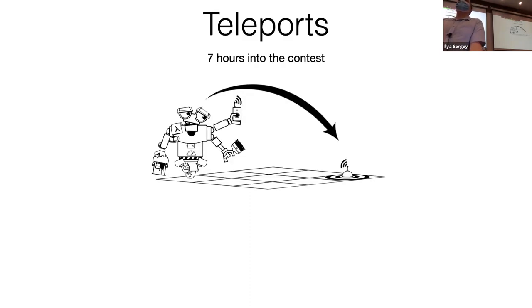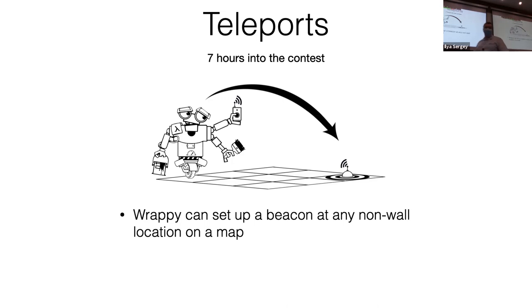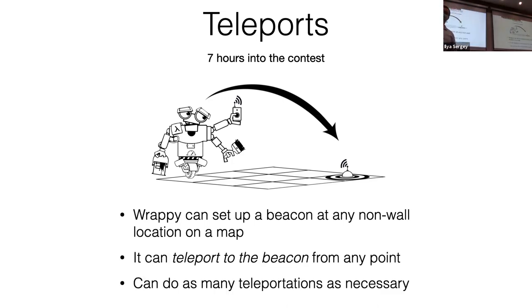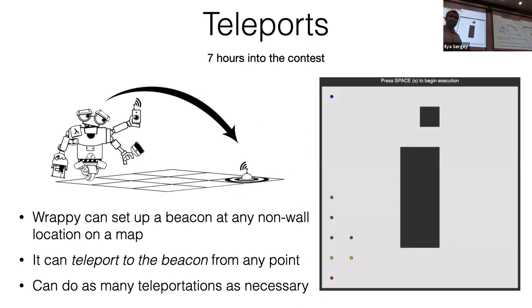But if I just give one problem, that's not going to be interesting. The way these contests run, after 7 or 12 or 15 hours into the contest, we start releasing extensions. Now about the extensions. One thing that we did was teleports. Now we can set beacons and make the robot teleport to any beacon location.